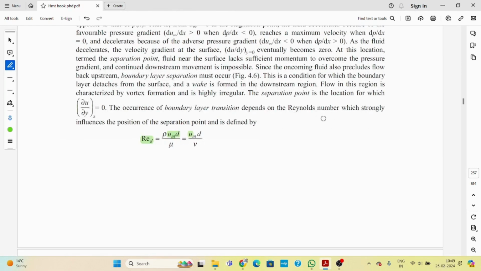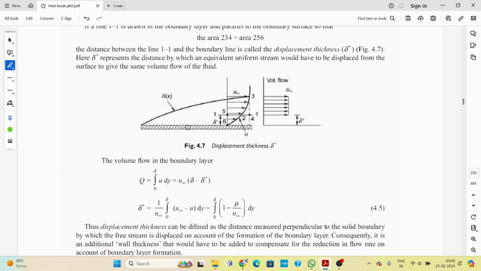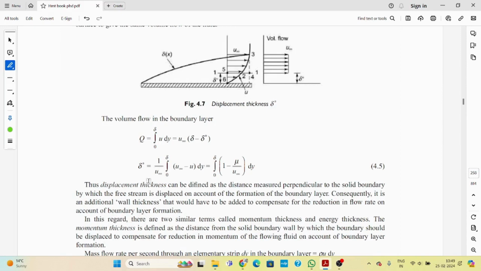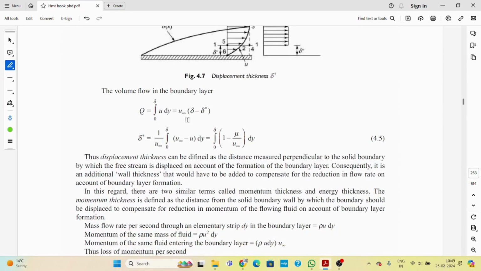The boundary layer type depends upon the Reynolds number, which strongly influences the position of the separation. So the Reynolds number is one of the important parameters for flow over a flat plate to define laminar, turbulent, or transition. Okay. So here are the different formulas. You must remember the displacement thickness, and if you want to derive it, you can see the book, and it can be derived easily. And here, what is the displacement thickness?